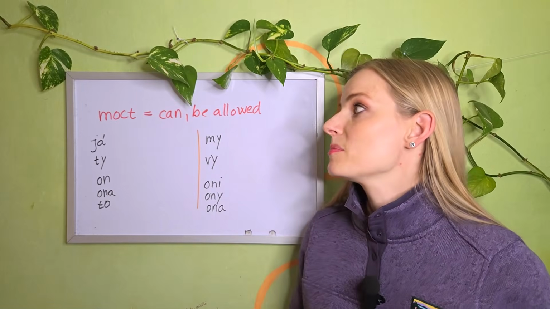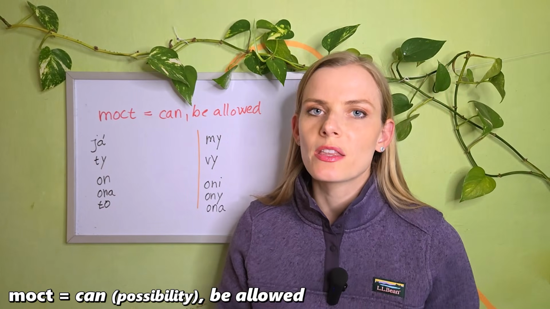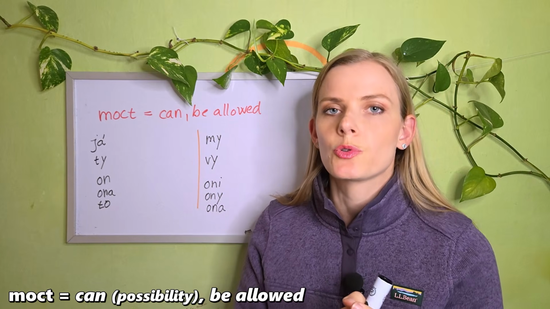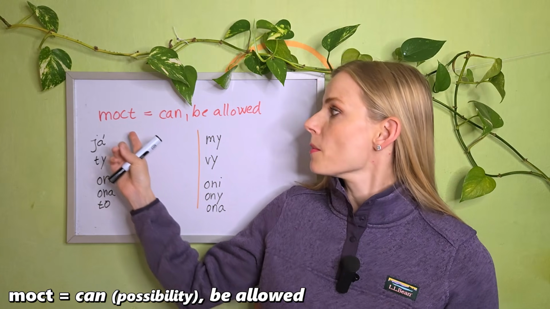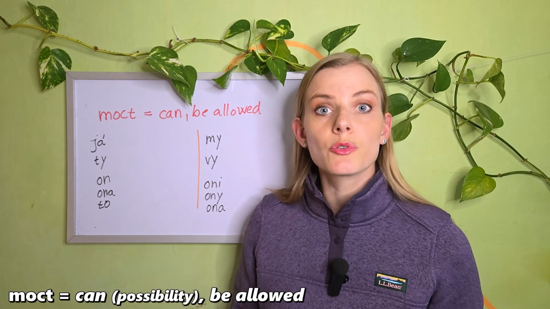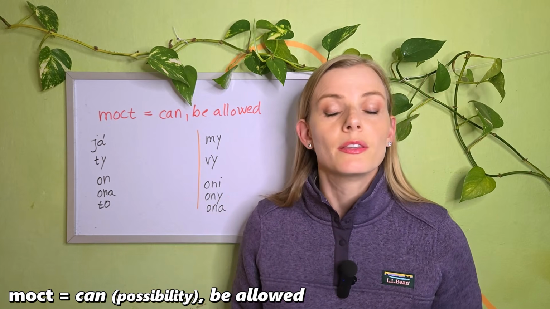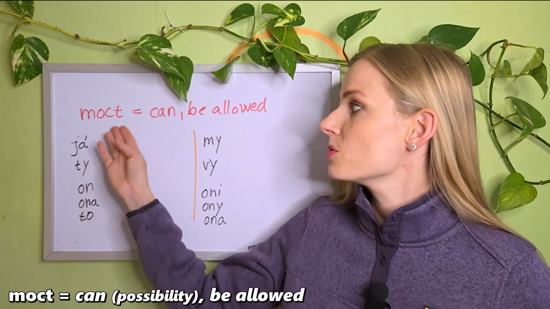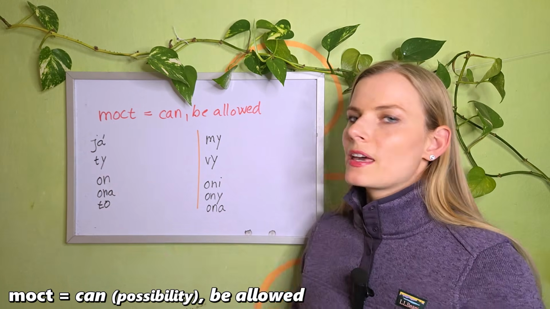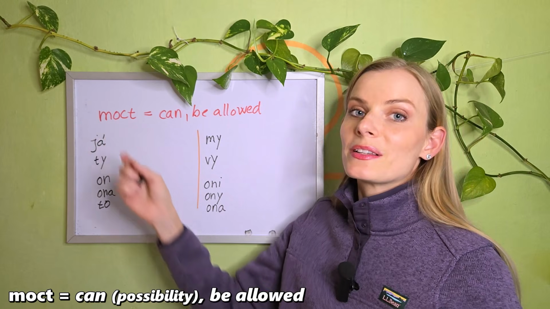And our last verb is moct, which means can or be allowed to. Remember, moct and umět are different. We mean that we are able to do something, it's possible for us at the moment. Not that we have the skill. It's also group 4, a little irregular. And this one is irregular here in the middle as well.